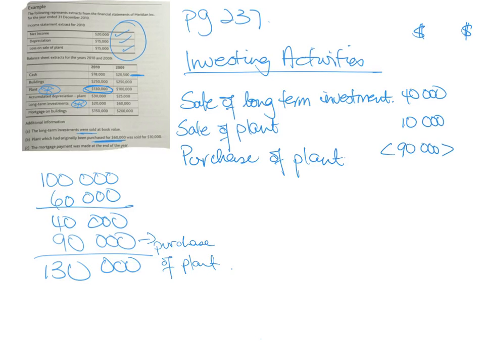The next thing is the mortgage on buildings, which we know does not go in this section, and therefore the mortgage payment that was made would not go in this section. So we total it up. 40,000 plus 10,000 minus 90, and we get a minus 40,000 that we'll put in the second column, and this would be our net cash, and because it's negative it would be outflow from investing activities.